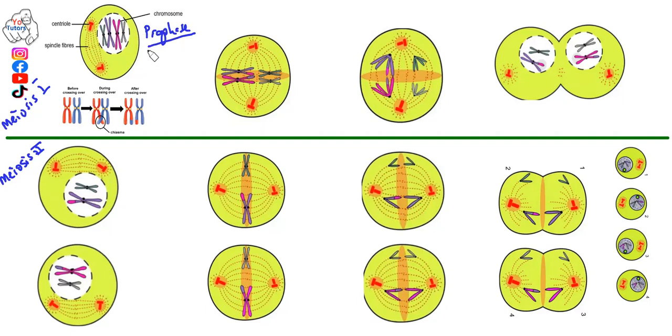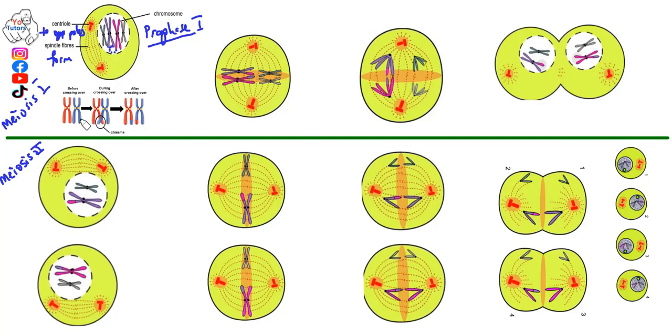What you see during prophase 1 is that your nucleus starts to disappear. You can see the nucleolus here also starts to disappear. And you will also see that the centrioles start to move to opposite poles, and spindle fibers form. So spindle fibers are formed, and your centrioles move to opposite poles. That's what we see there, and the nucleus starts to disappear.